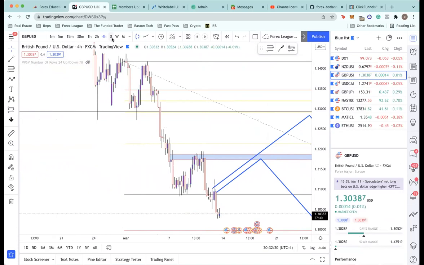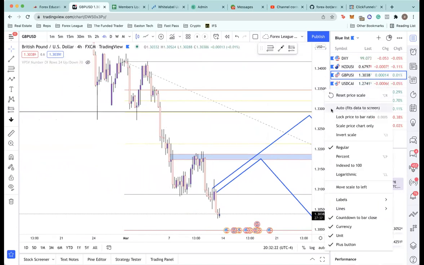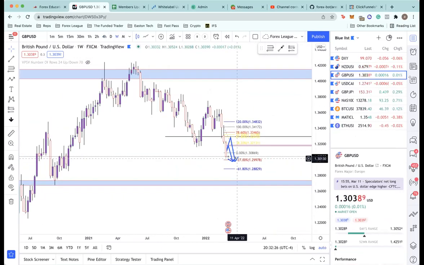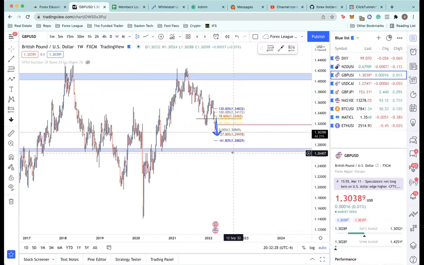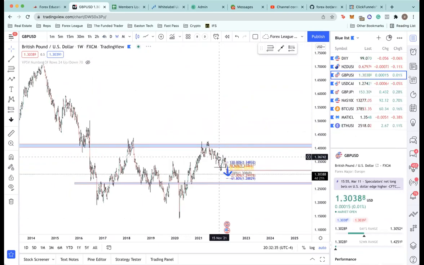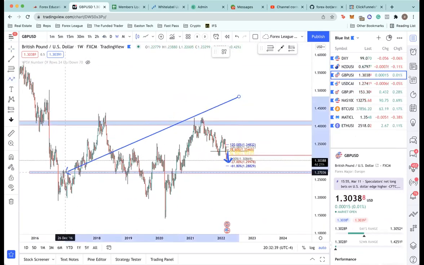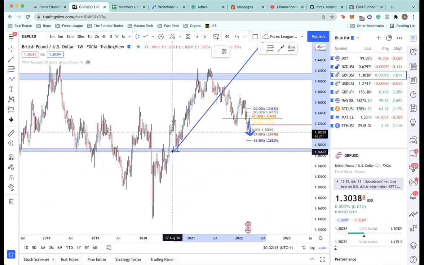So let's go to GU next. Let's see how it correlates with this other pair. Let's start off on the weekly time frame first. Let's just zoom out. So overall on GU, you can see we've got our weekly levels here. I'm just going to zoom out. We've got resistance here. We've got support, support, support. We've got resistance. Let's zoom in.